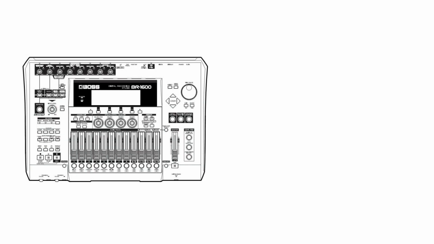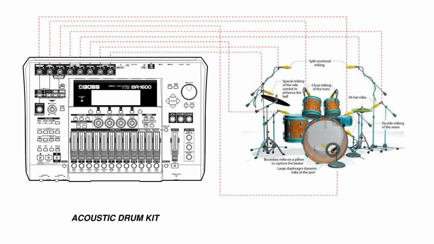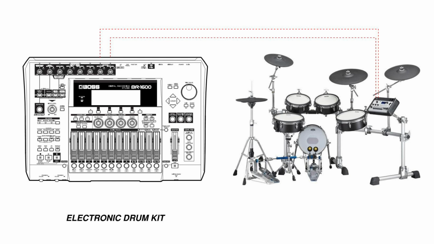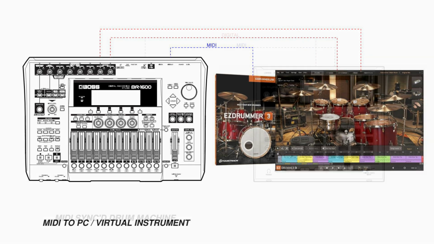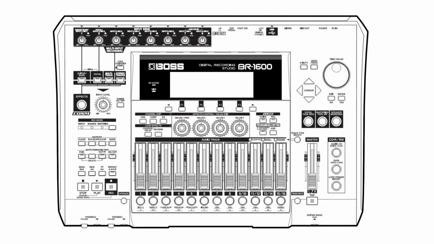There are 6 ways you can add drums to a project on the Boss BR1600. Using loop phrases to sequence audio samples, using a mic'd up acoustic drum kit, an electronic kit recorded directly into the BR1600, syncing the BR1600 to a computer and using a virtual instrument like EZdrummer, using an external MIDI drum machine synchronized to the BR1600, and the option we'll look at in depth today using the built-in rhythm editor.